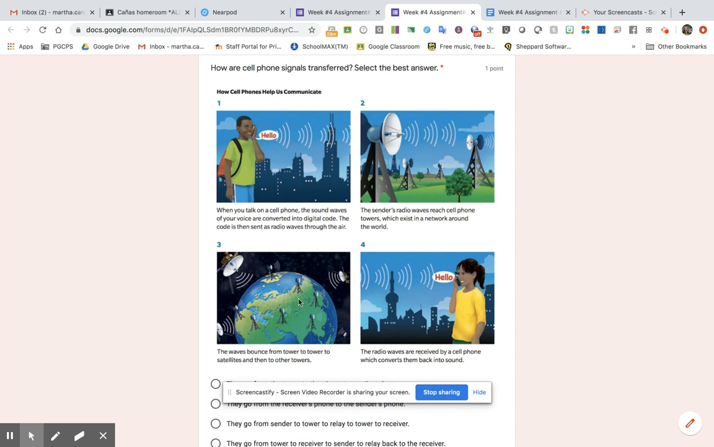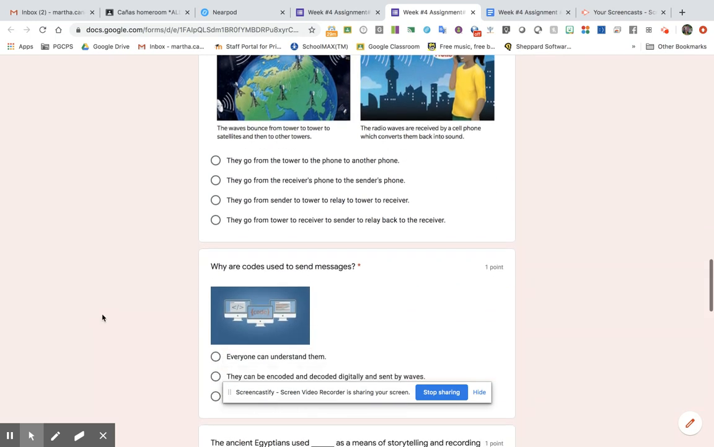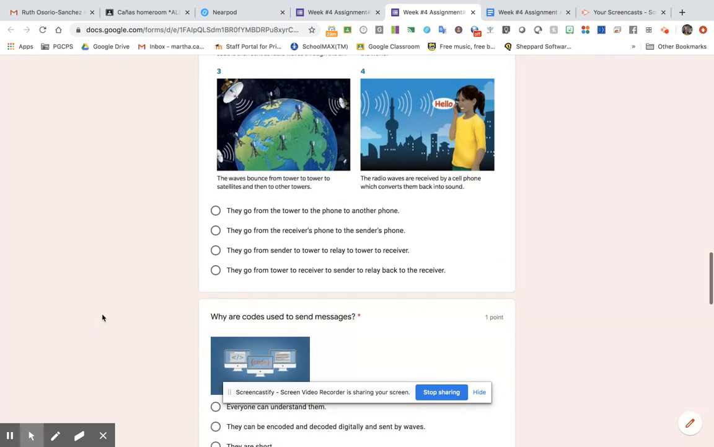the waves are bouncing from tower to tower, and a receiver. Let's look at our answer choices. They go from the tower to the phone to another phone. They go from the receiver's phone to the sender's phone. They go from the sender to relay to tower to receiver. They go from the tower to receiver to sender to relay back to the receiver.